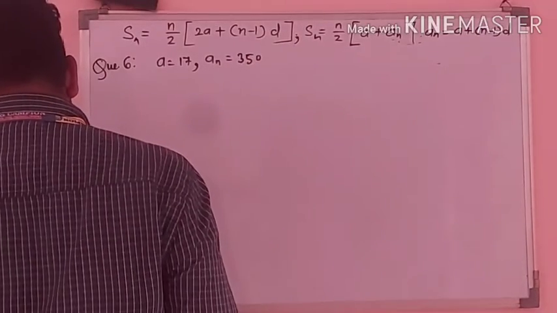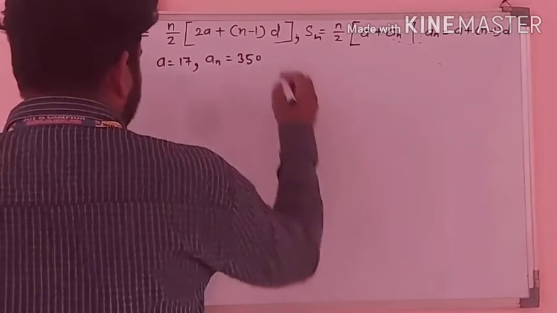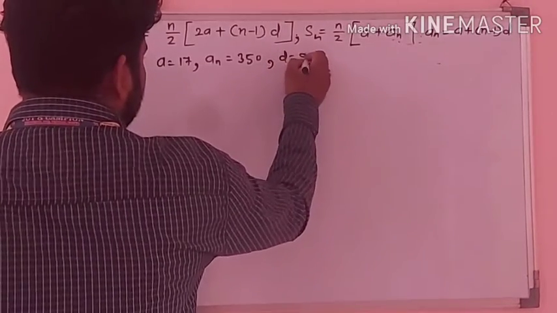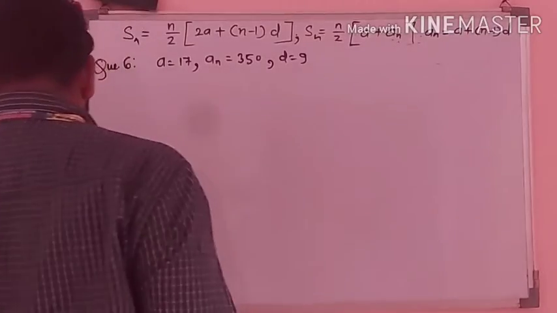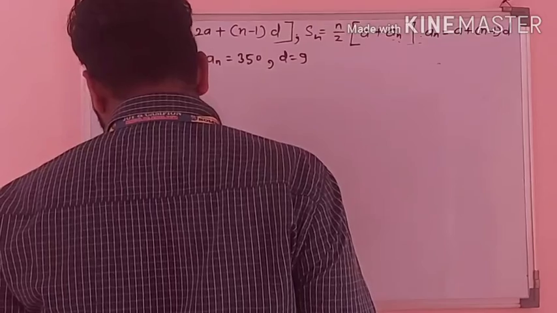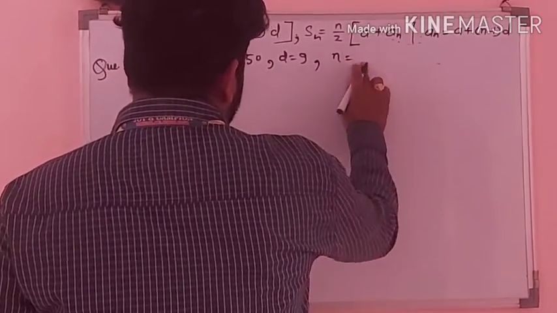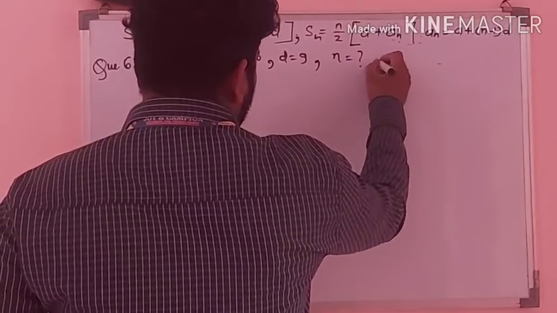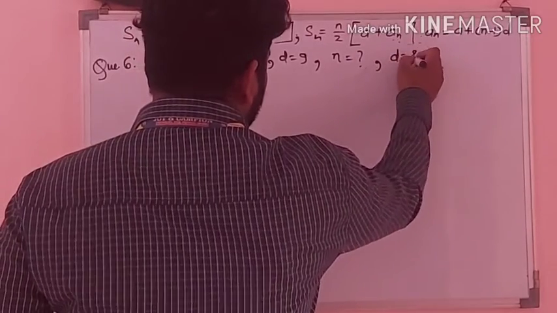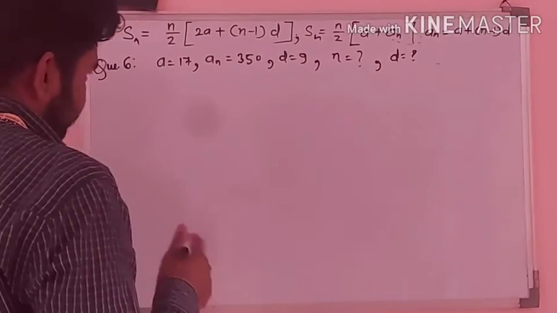Respectively. If the common difference is 9, d is equal to 9, how many terms are there and what is their sum? That means we will find out n is equal to, and also d is equal to. So it is very easy also.